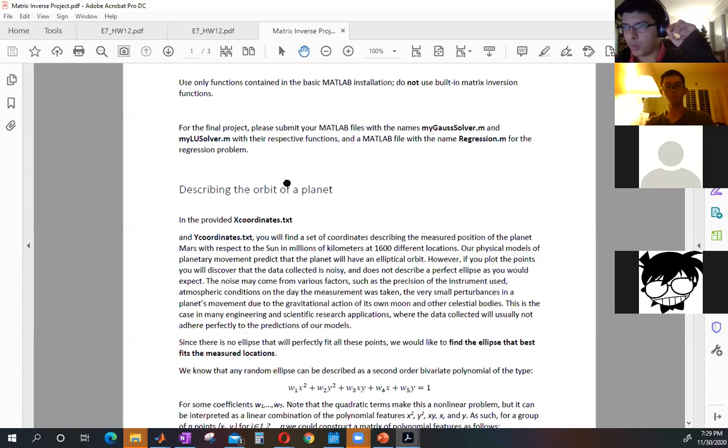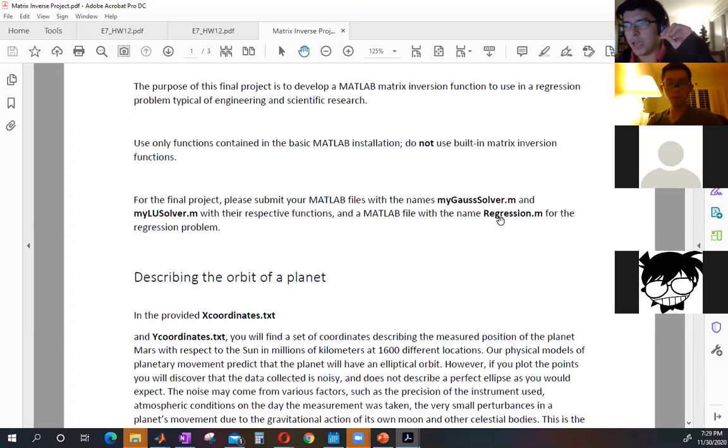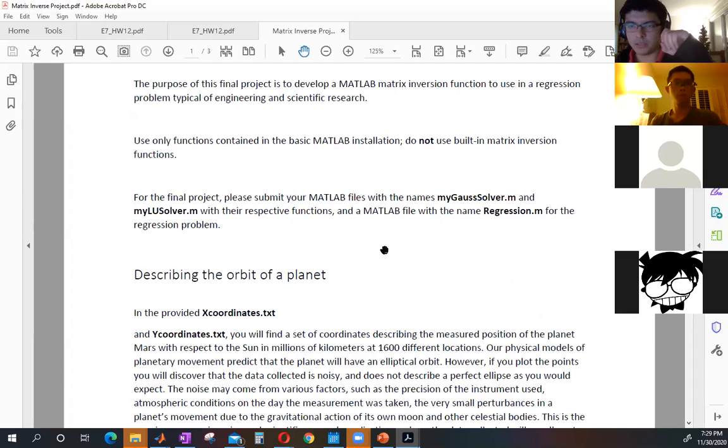At the end, we want you to provide us with three things: the my Gauss solver as a function, as its own file, my LU solver as its own file, and the regression problem that we just described as its own file. All of them in a zip.